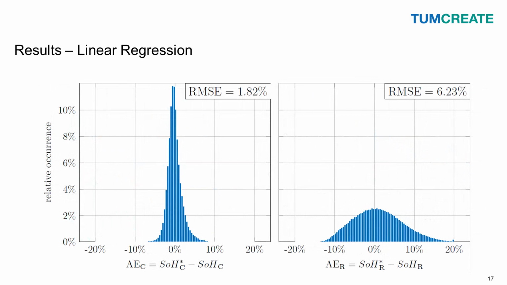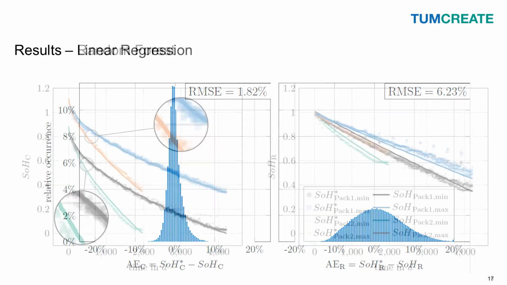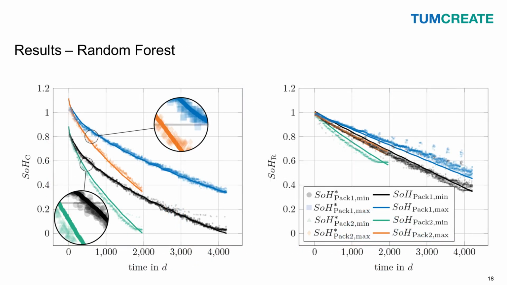Okay, if we look at the root mean square errors we get over here for our SOHC on the left side, we can see it's quite good. We're only 1.82% off. But for the SOHR, you can see the relative occurrence curve is way flatter, and we have an error of 6.23%.